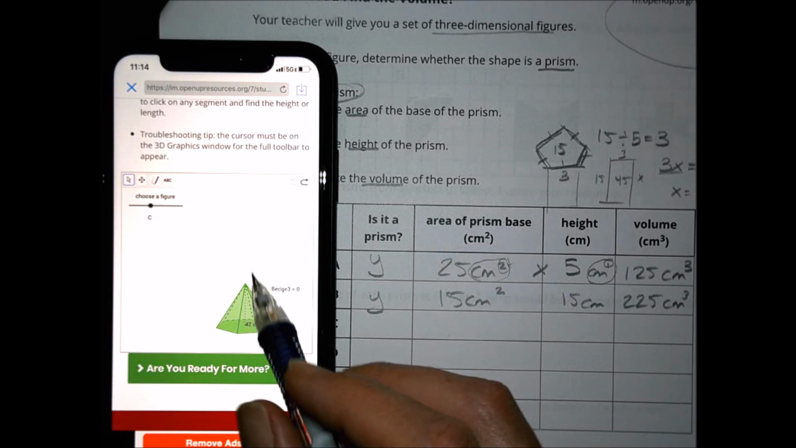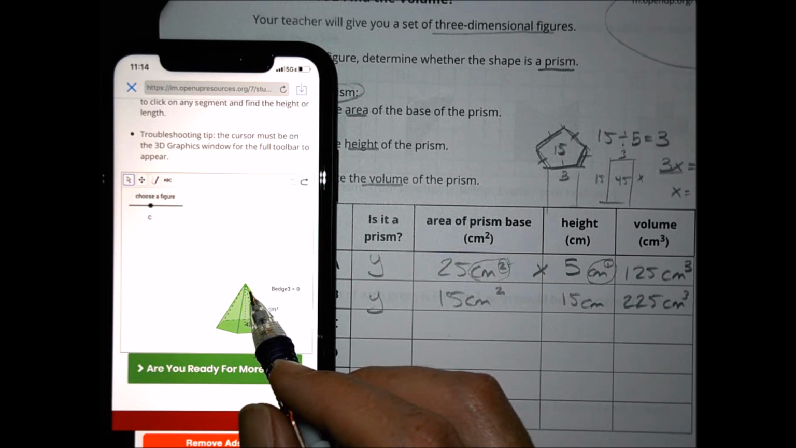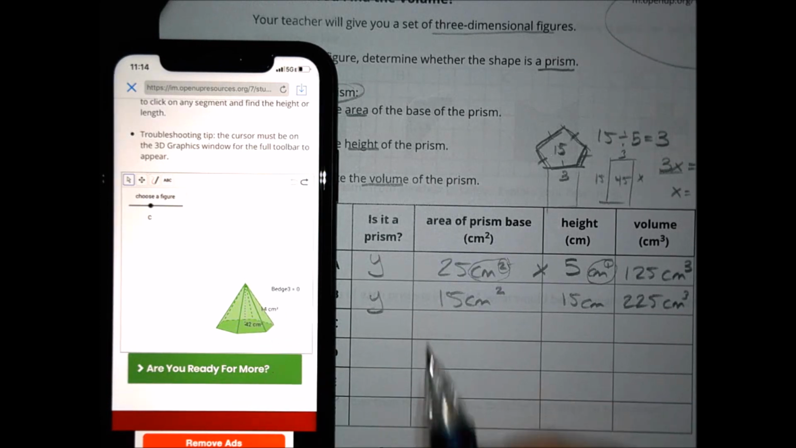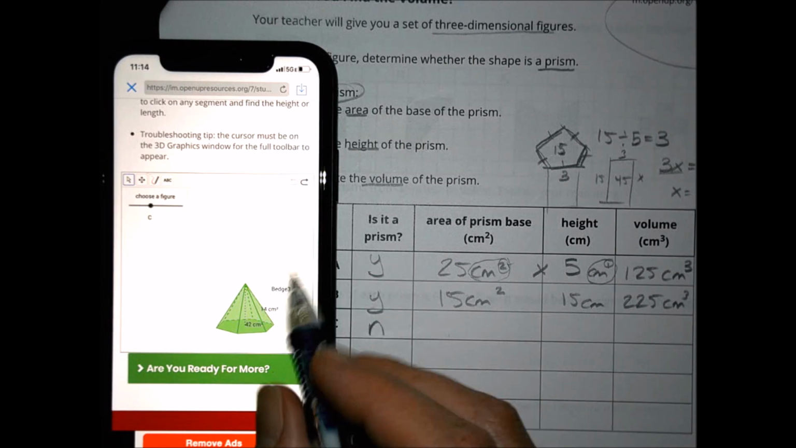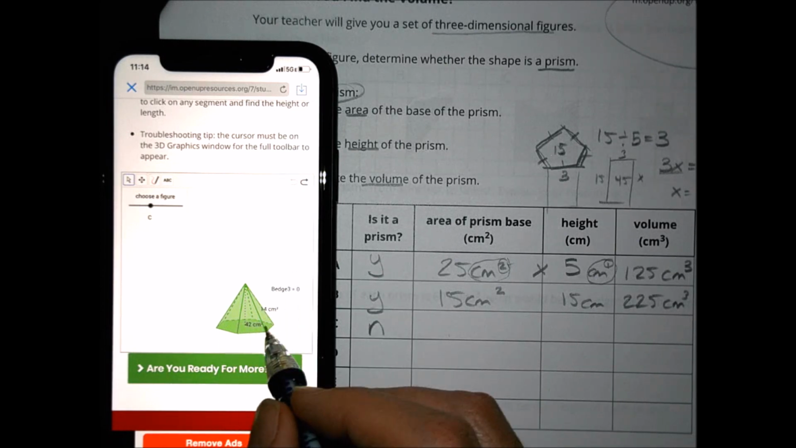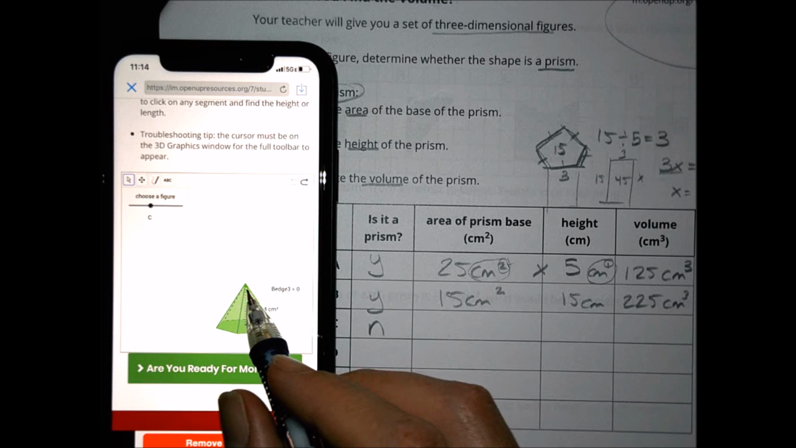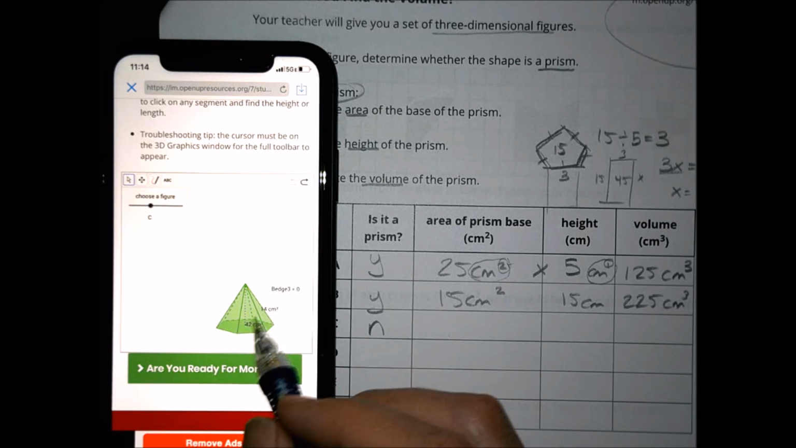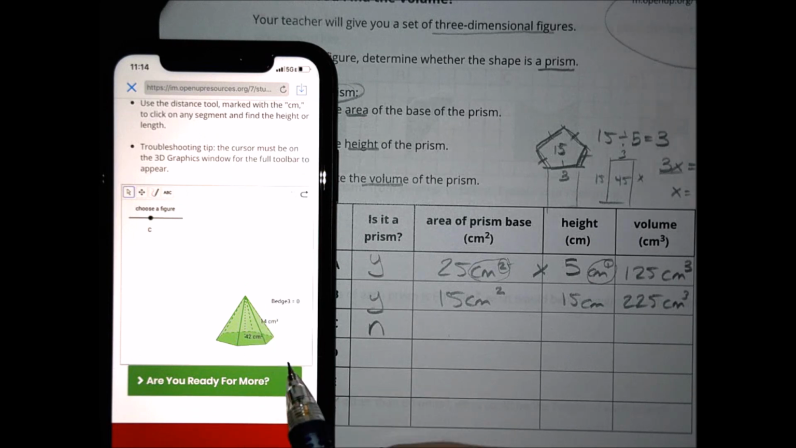It is a pyramid. Yes, it's a pyramid, but is it a prism? We would say no, it's not a prism, and that's because this shape is changing as it moves all the way up there. We don't have a nice little rectangle that goes around it, which we'll talk about another time, but we would say no, it's not a prism in the traditional sense.